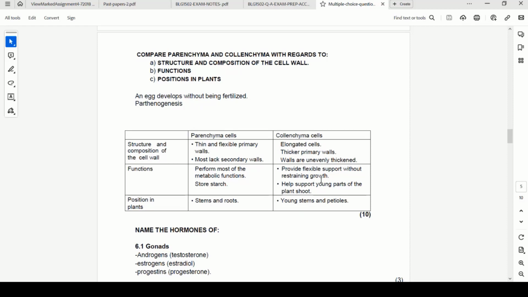parts of the plant shoot. And the position in the plants is that parenchyma cells are found in the stems and in the roots and young stems and petioles.